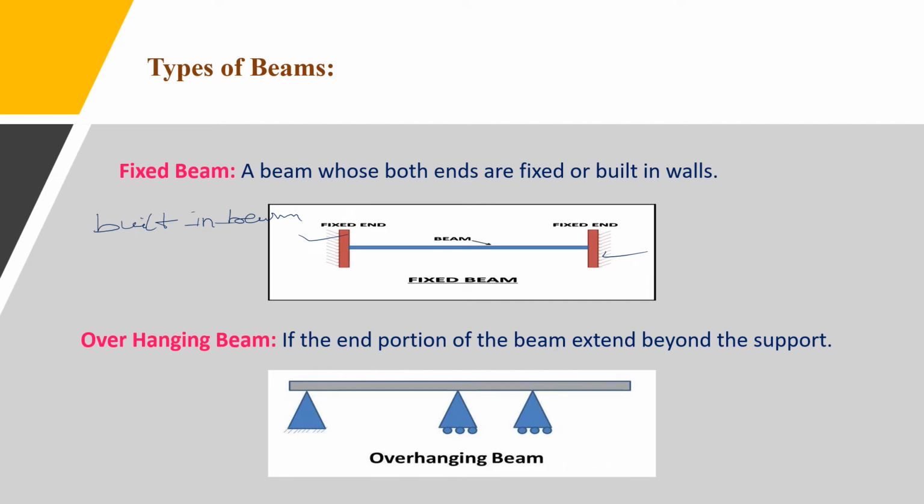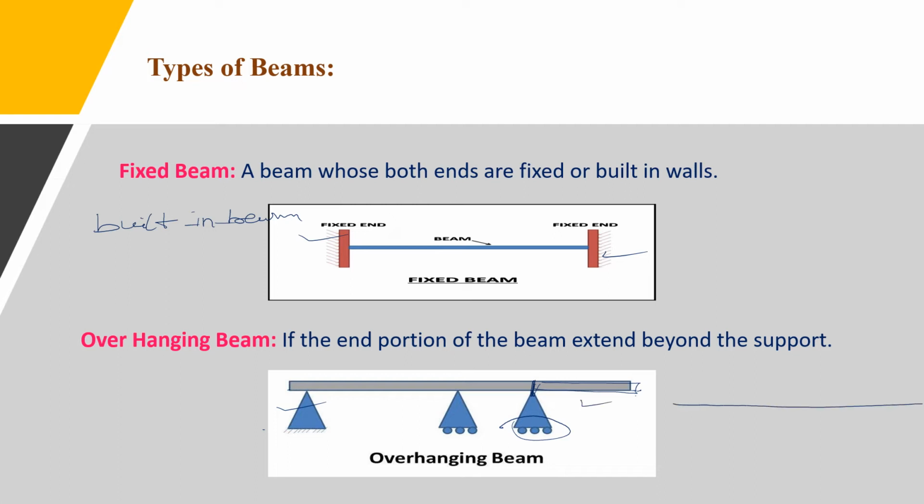Suppose this is the starting of the beam and the ending of the beam. At one end there is a hinge support, and here there is no support. Here one roller support is there. Beyond this roller support the beam is extended, meaning this is the hanging portion. So the beam at this portion is hanging. This type of beam is called an overhanging beam. In this figure you can see only one side of the beam is hanging.